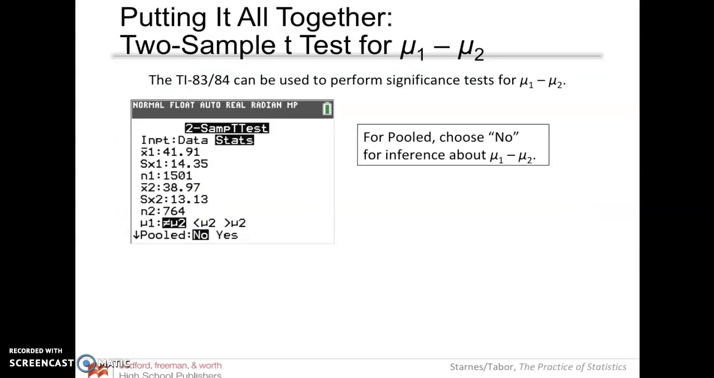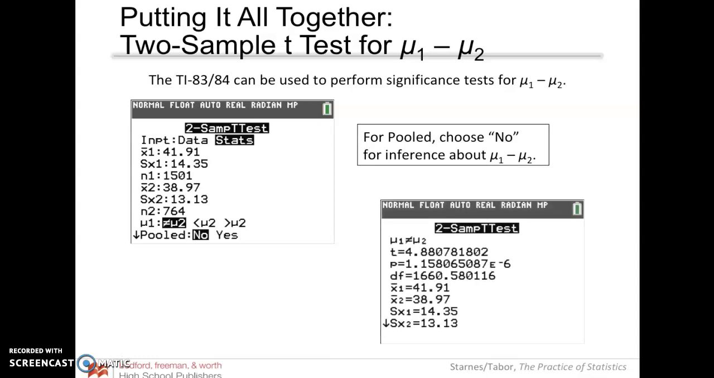When we run it in the calculator, we're going to do Stat, Tests, 2-SampTTest, and the data input means that we've put the data into our lists, and then it's going to ask us what lists to use. Because we're using summary statistics, we pick stats, we put in the mean and the standard deviation and the sample size for each of the two groups, and we give the direction of the alternative hypothesis. We never pool with means. And what it gives us is the test statistic value, the p-value that we got, and the degrees of freedom that it used for the function.